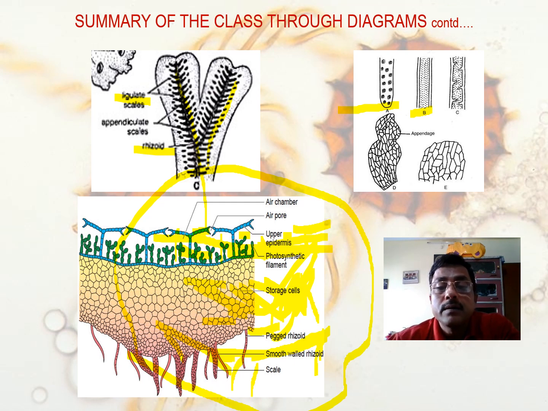I think the anatomy is not so hard, and you have understood the anatomy part of the thallus also. You must prepare from the drawing. You must practice to draw this diagram properly, and try to understand the different structures belonging to the anatomy of the thallus. So this is the end of today's class.